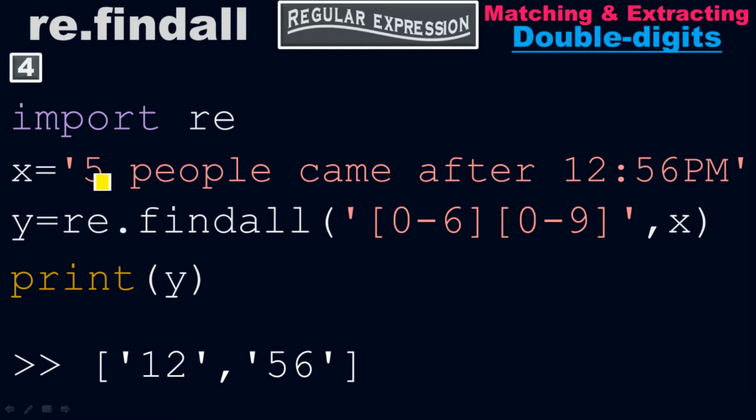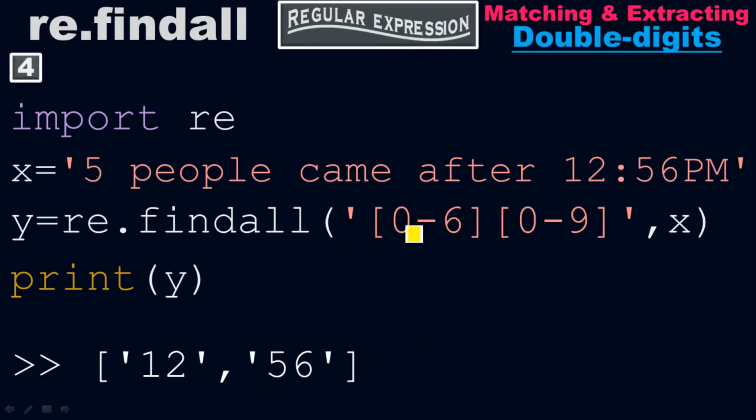We have 5, but it won't return the 5. It's not greedy. It will only return the double digit. Here we have 12, so it will return 12, and then we have 56, it will return 56. So when you put two sets of the range, it will return two digits here. It will return the double digit values, not the single digit. Only double digit values, which are 12 and 56. This will be the output here.